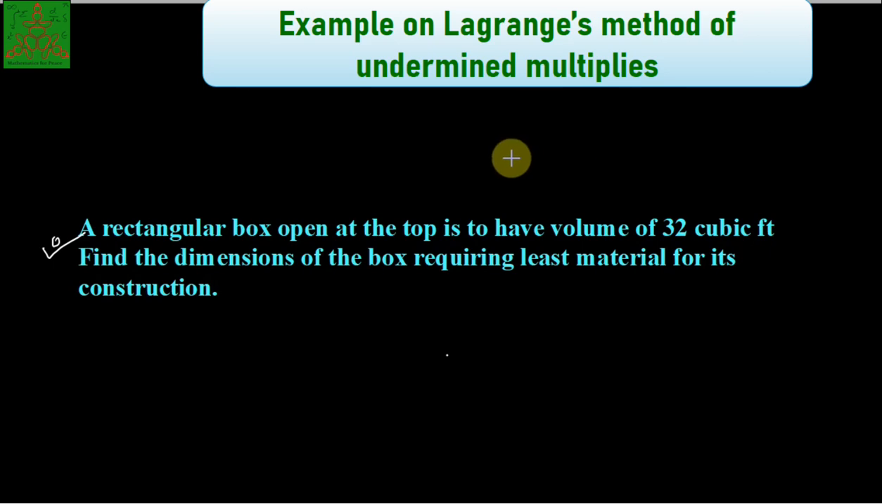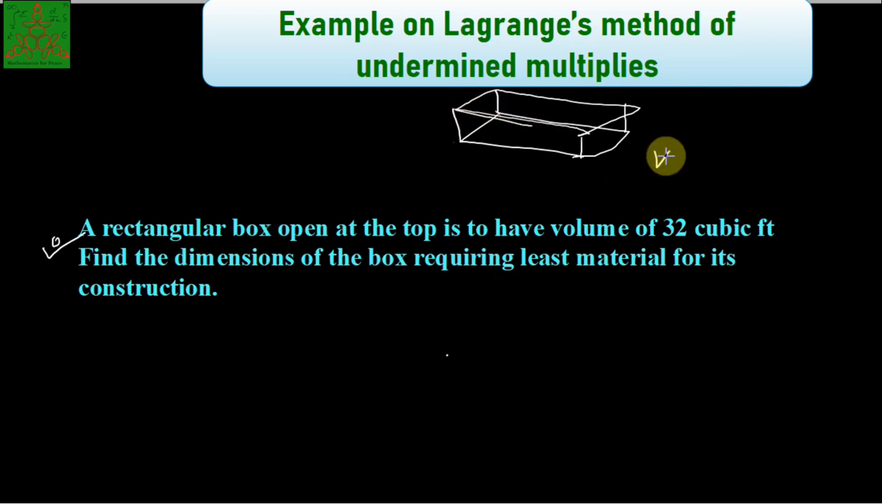So you have one rectangular box, and this box is open from the top. Its volume is given as 32 cubic feet. Find the dimensions of the box that require the least material to construct it.